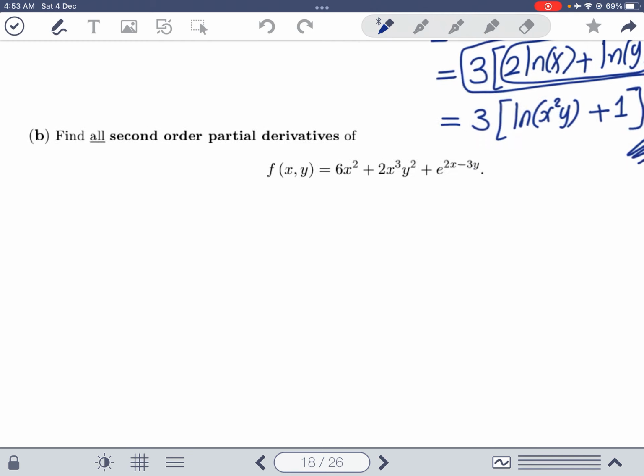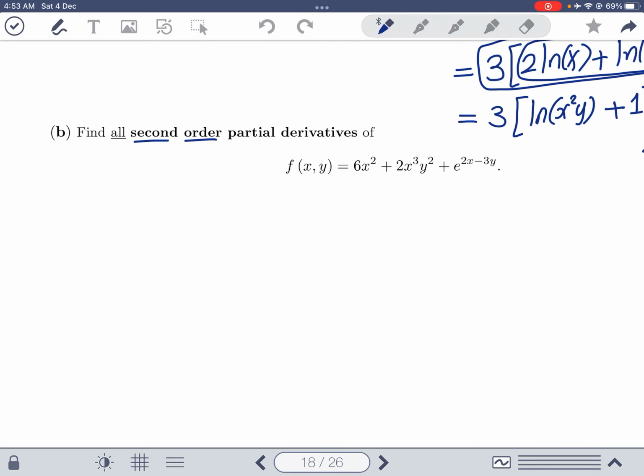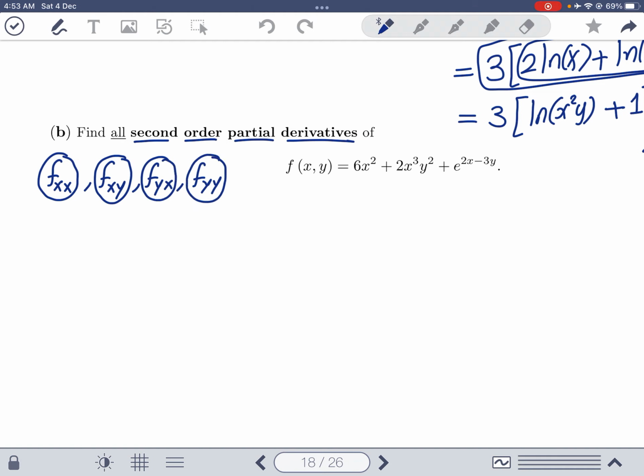And in part B, they want all second order partial derivatives. Notice, when you have a function of two variables and you want second order, it could be one of four things. It could be fxx, or fxy, or fyx, or fyy. This is when you take derivative with respect to x, then with respect to x. This is x first, then y. This is y first, then x. And this is y, then y. This is what they ask us to do.